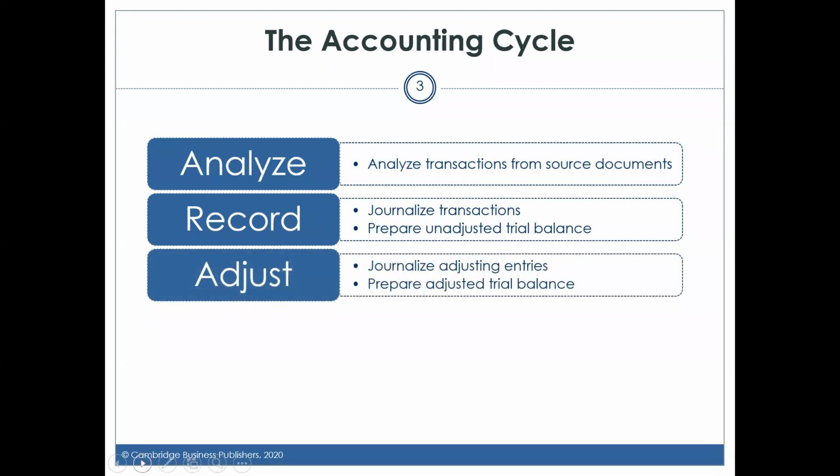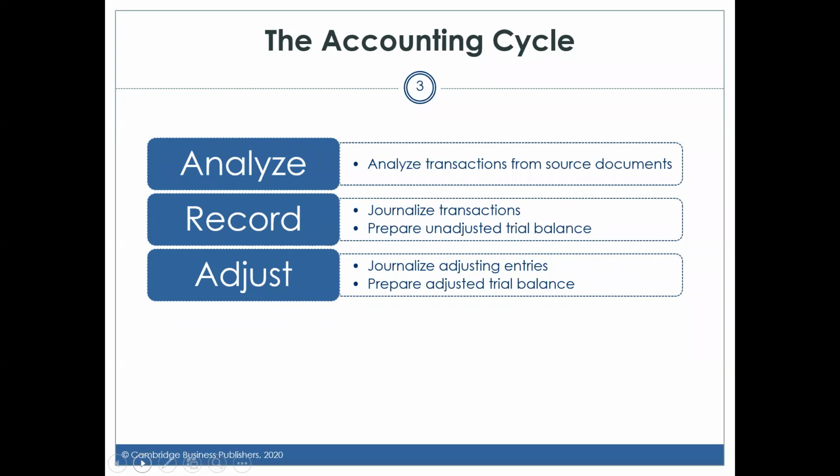Then you make some adjustments at the end of the period. And for each adjustment, you journalize the adjustment. So you make a journal entry. We're going to talk about what's a journal entry in this chapter. And then after you've journalized all the adjustments, you've made all the adjustments, then you can prepare an adjusted trial balance.